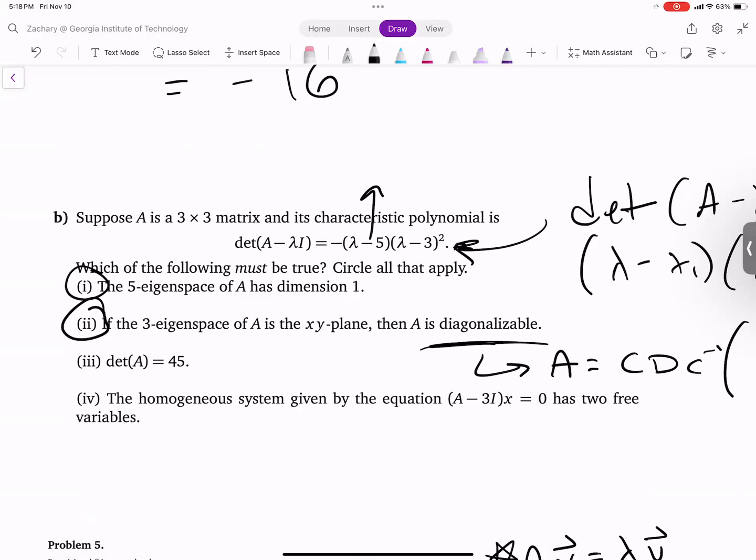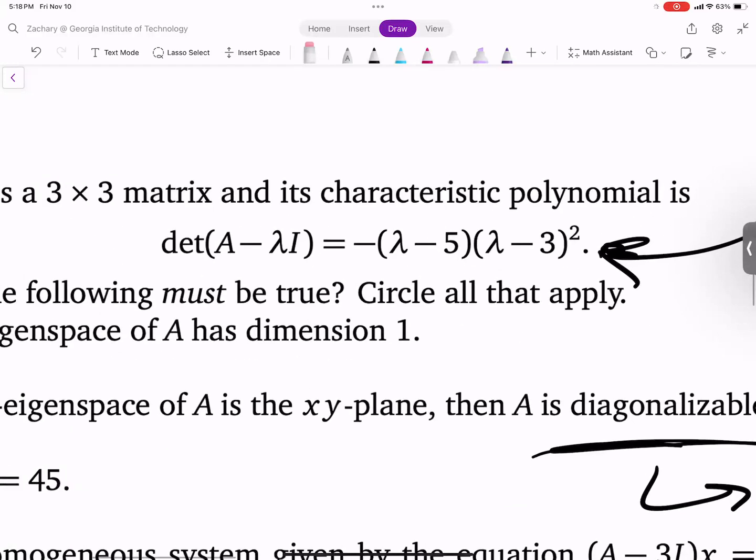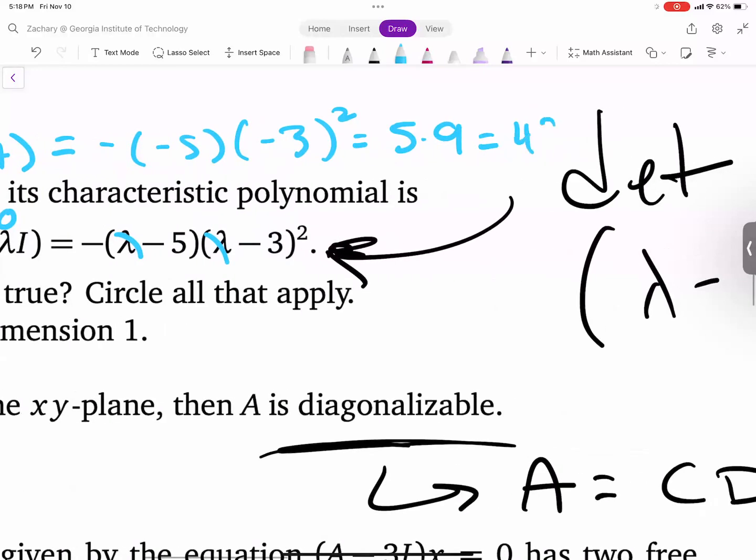I'm just trying to think if I want to show the algebra or not. So the way that we can kind of look at this right here, what if lambda is 0? Then we're solving the determinant of A, right? And this is equal to, this goes away, this goes away. So we're left with minus 5, minus 3 squared. So this is equal to 5 times 9, which is equal to 45.